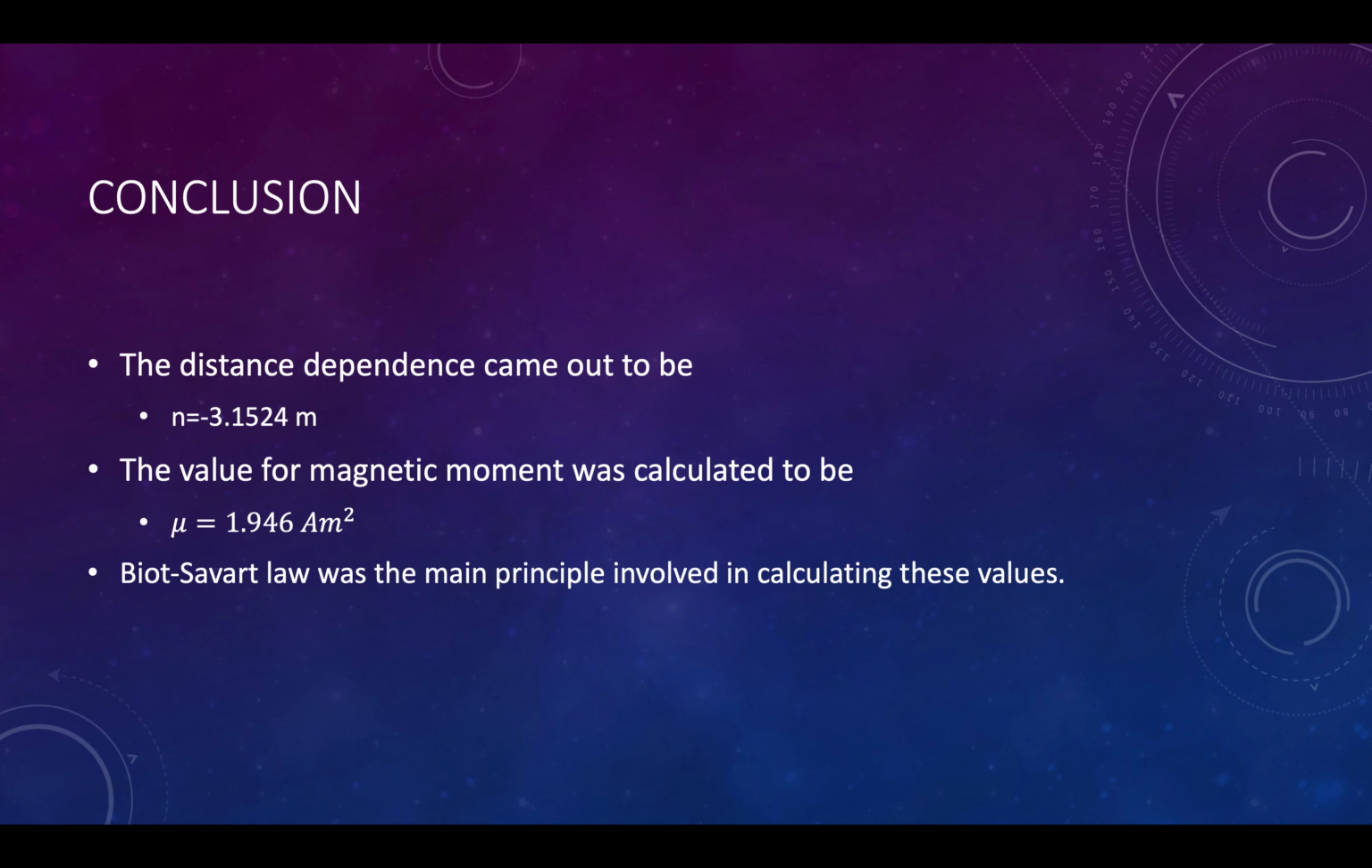To conclude, the distance dependence came out to be n equals negative 3.1524, and the value for mu came out to be 1.946. The Biot-Savart law was the main principle involved in calculating these values.